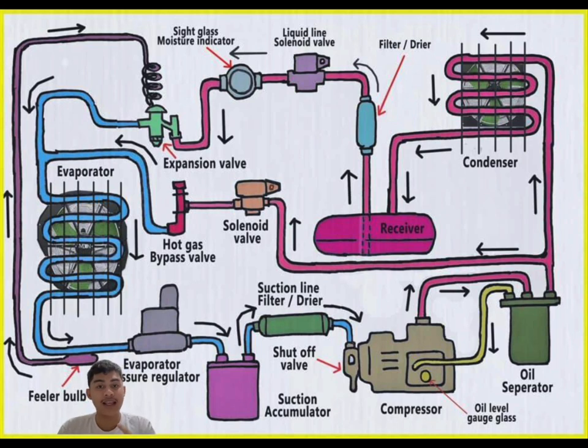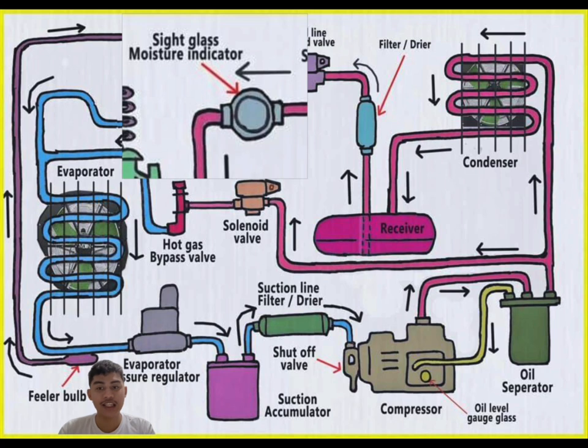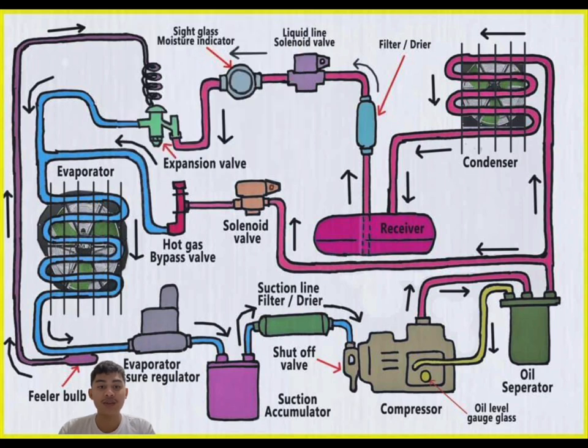Next, we have the sight glass or moisture indicator. The function of this is to show the condition of the refrigerant, for example, presence of bubbles or moisture. The use of this sight glass is to help technicians diagnose undercharging or moisture problems.